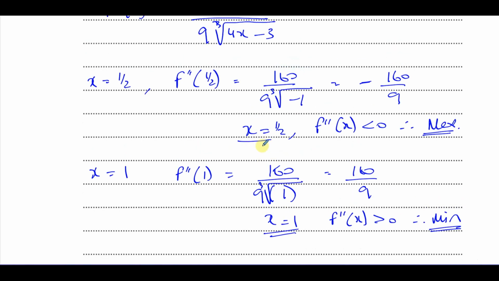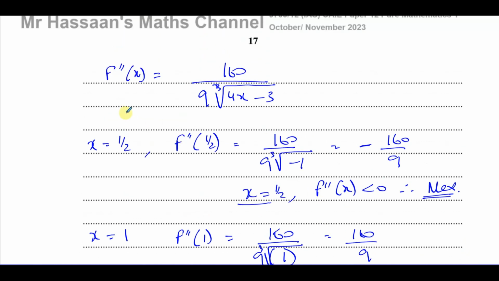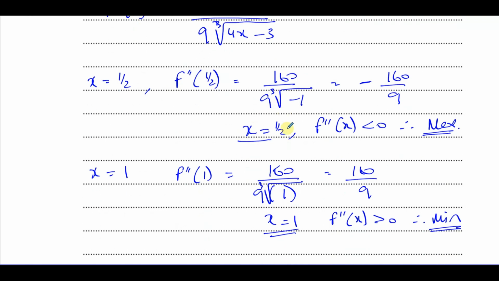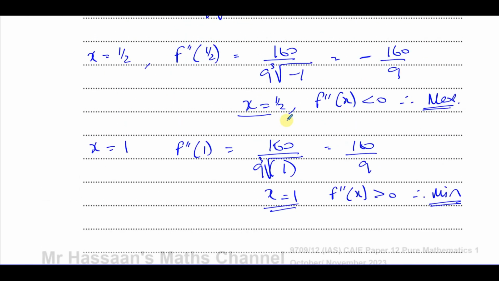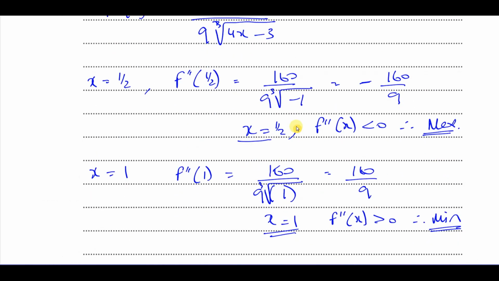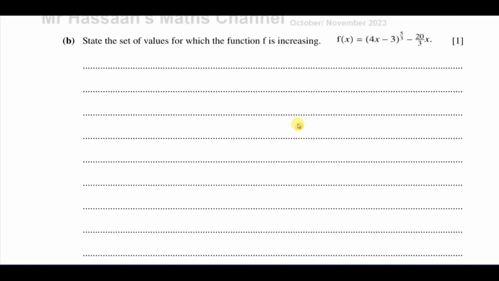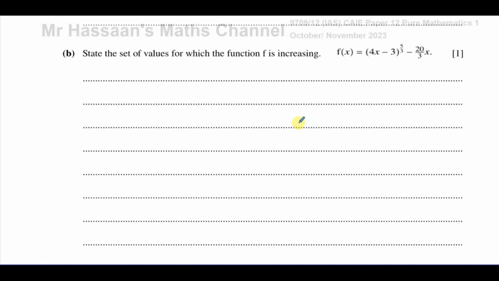So we found the x coordinates and the nature of the stationary points for this curve. Okay, and that's the answer to part A. So that's a very important question. Then for part B, it says state the set of values for which the function f is increasing.